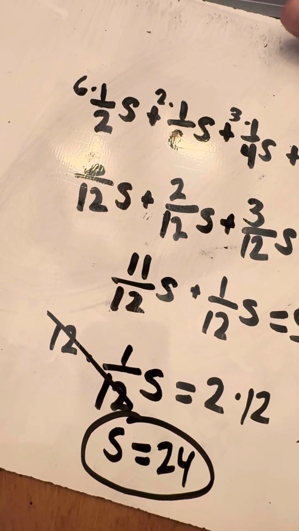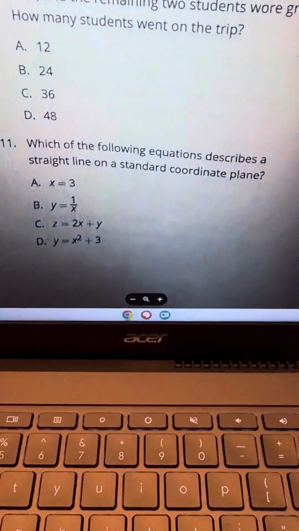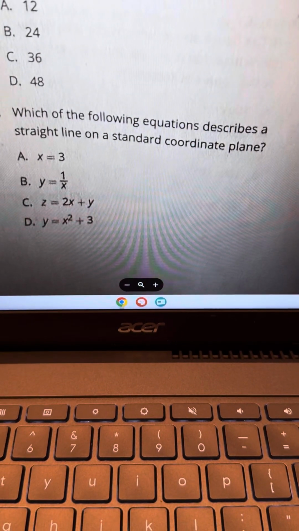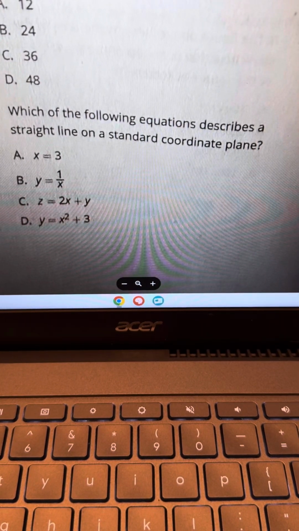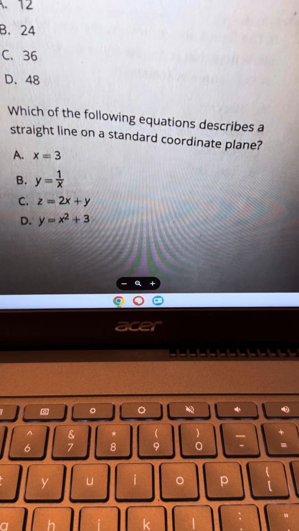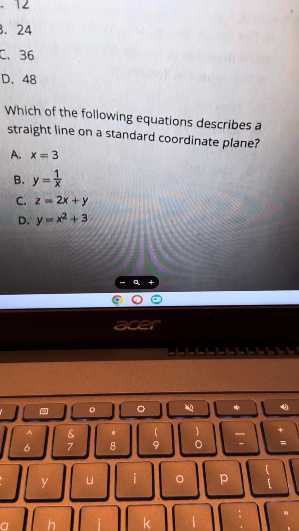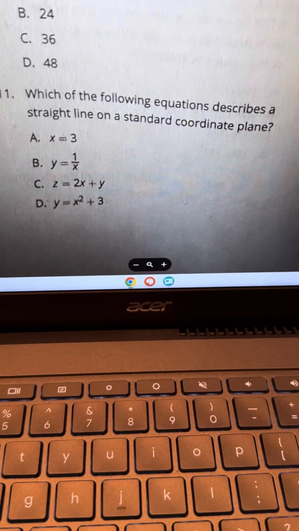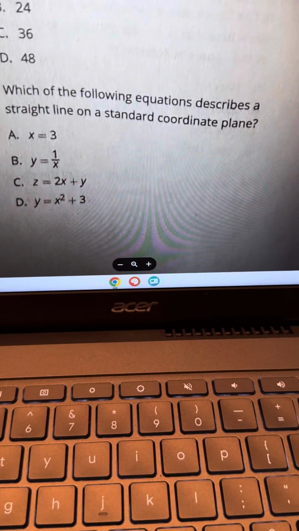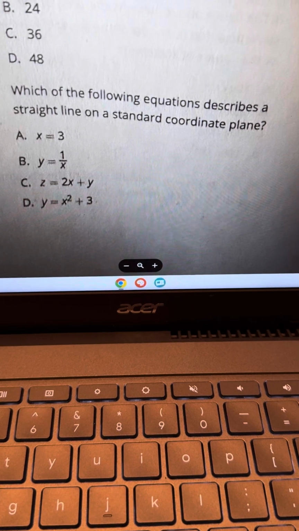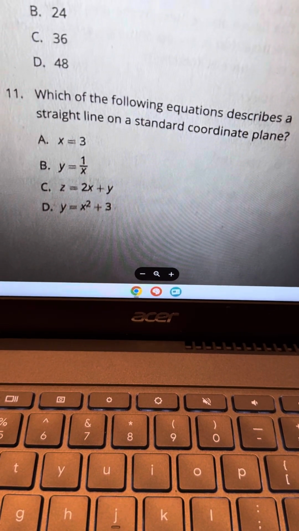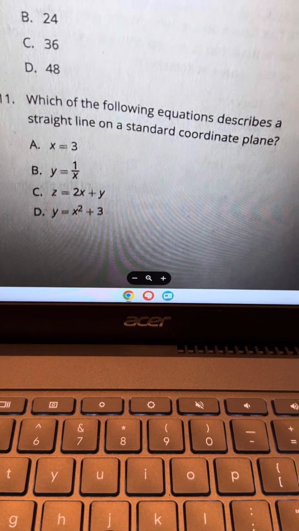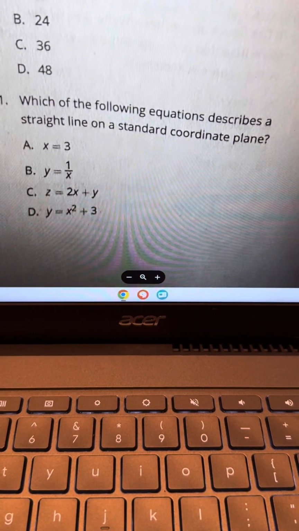And now we're going to move on to the next one, which hopefully is a little bit easier and a little quicker. Which of the following equations describes a straight line on a standard coordinate plane? Well, taking a look at these options, normally we know that y equals mx plus b is a straight line. So when we're looking at this, we see 2 choices that have a y equals on them. So I'm going to give you a little bit of insight on these.